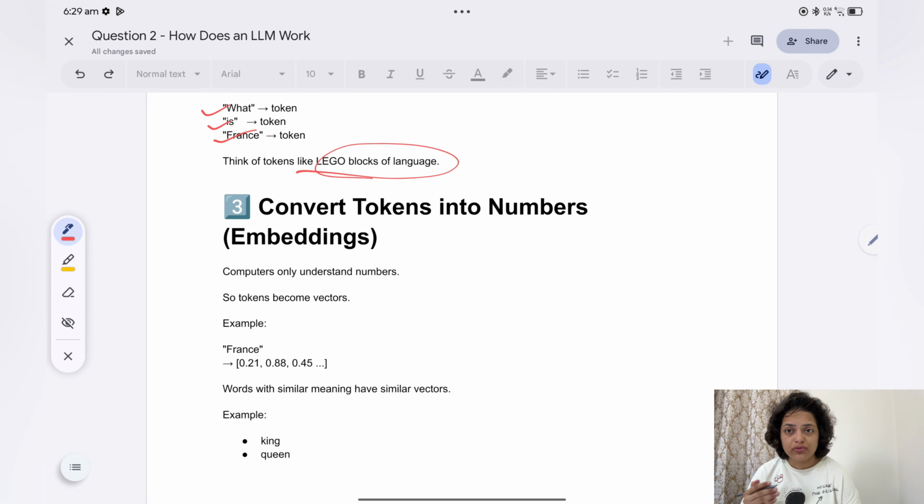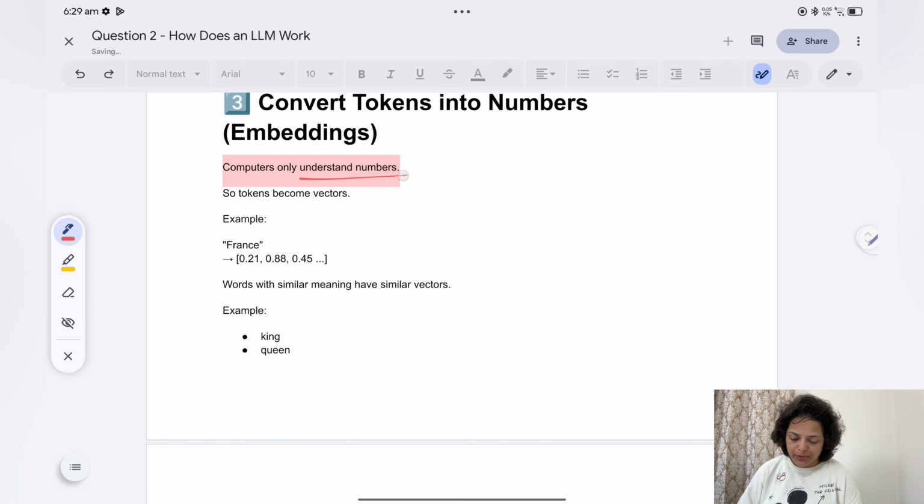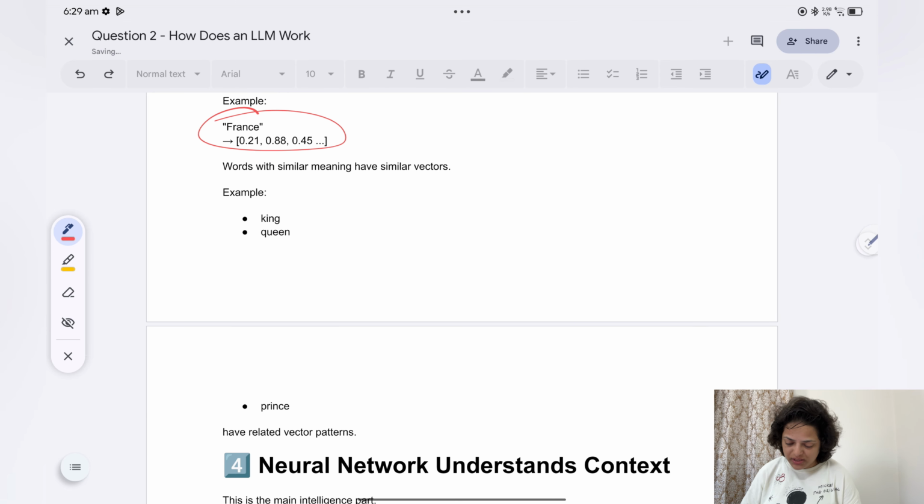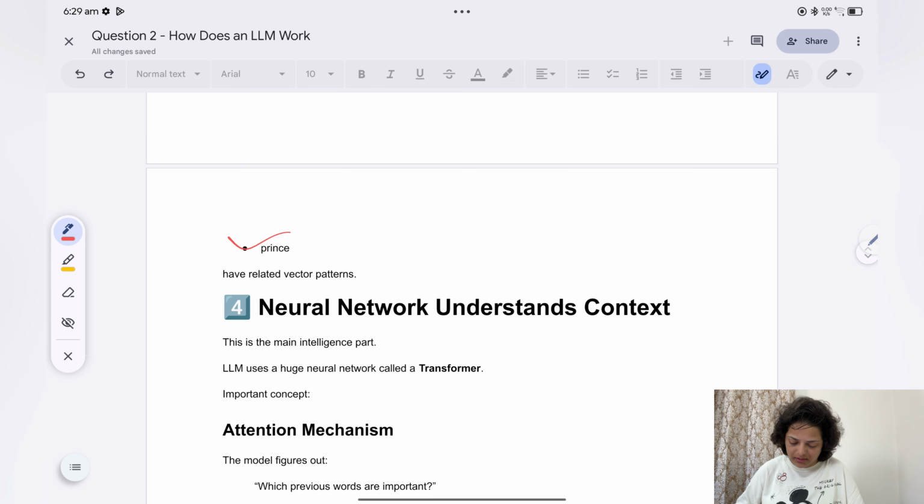Now convert tokens into numbers, which are called embeddings. Computers only understand numbers, so tokens become vectors. For example, France will become something like this. Words with similar meaning have similar vectors, as we saw with 0.21 and 0.19. For example, words like king, queen, prince will have similar vectors, because they are related to the same vector pattern.